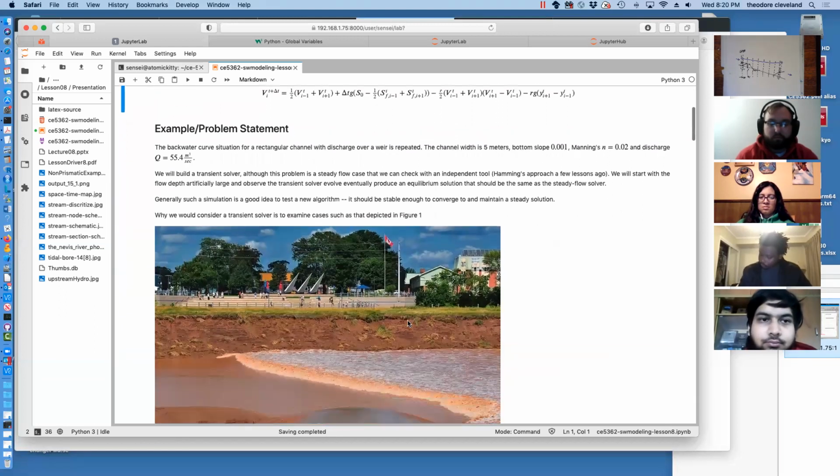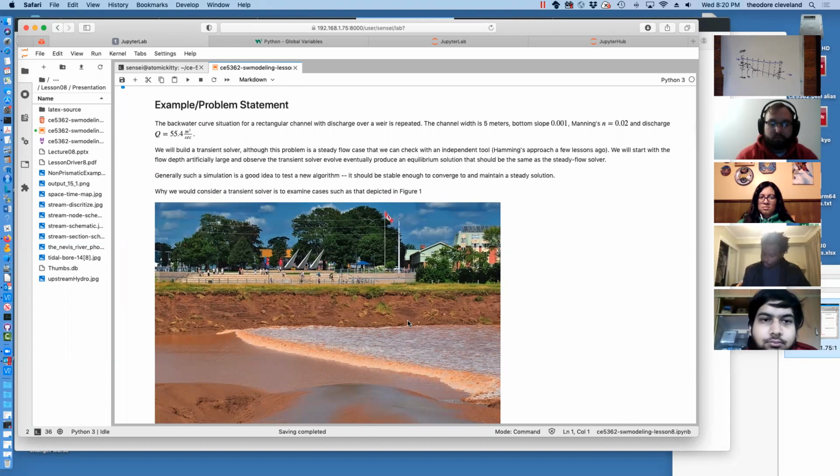So here is our problem statement. We're going to do a rectangular channel with a discharge over a weir, in our case at the right-hand side of the drawing that's in the little teeny box that's barely visible. Channel width is 5 meters, bottom slope 1 part in 1,000, Manning's n 0.02, discharge 55.4 meters cubed per second. And we're going to build a transient solver. And even though the problem itself is steady flow, we can use that. We can check with an independent tool, which was the Hamming's approach that we did a couple lessons ago.